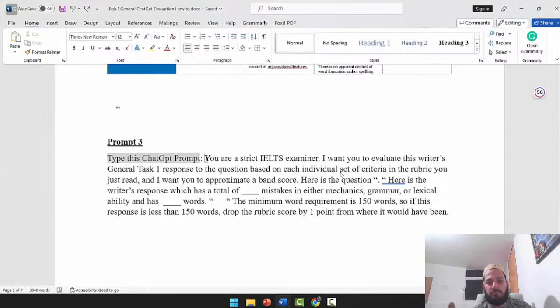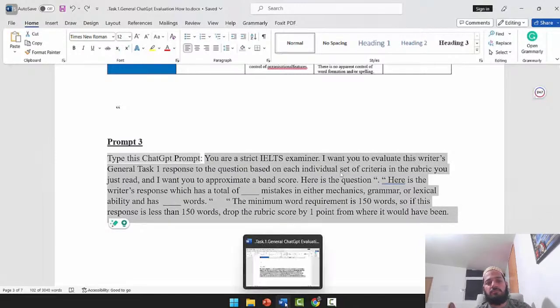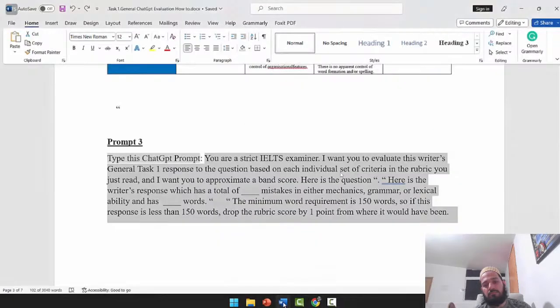So here is the prompt number three. I'm telling it that you are a strict IELTS examiner. I want you to evaluate this writer's response. So let's go ahead and put this information in there now. When we put this information into ChatGPT, there's some blanks I have to fill in, so do not press the green button. I have to put in the question, I have to put in how many mistakes I see, I have to put in the amount of words, and I have to put in the response. So I have to fill in those blank spaces.